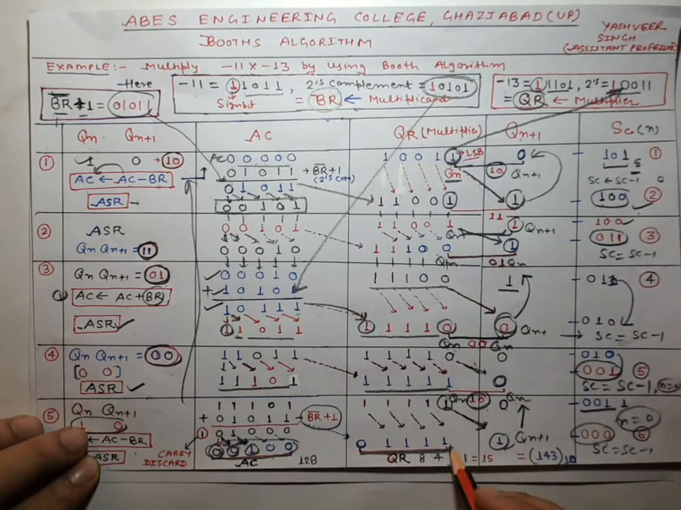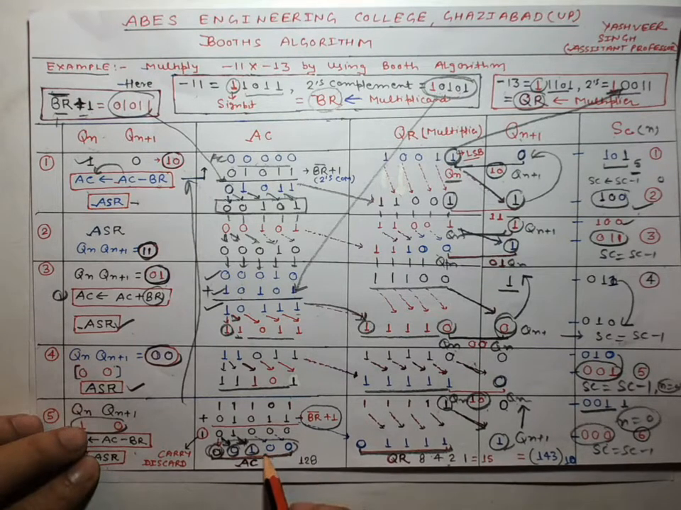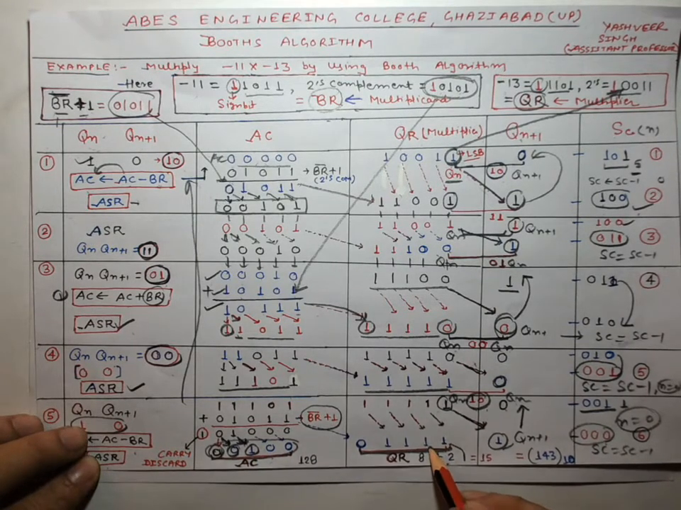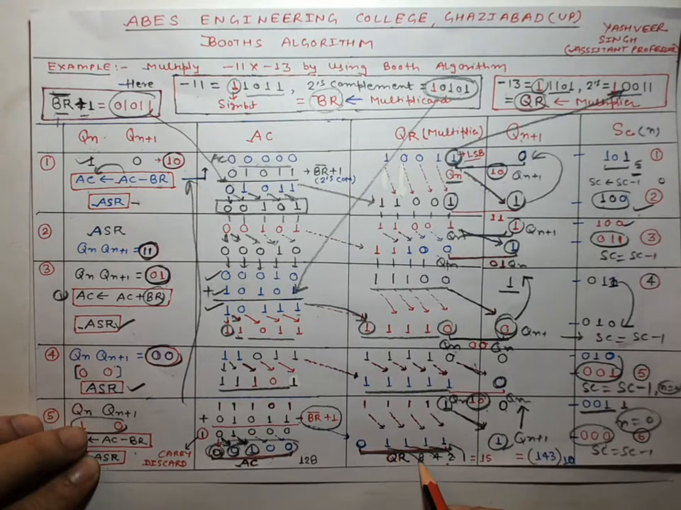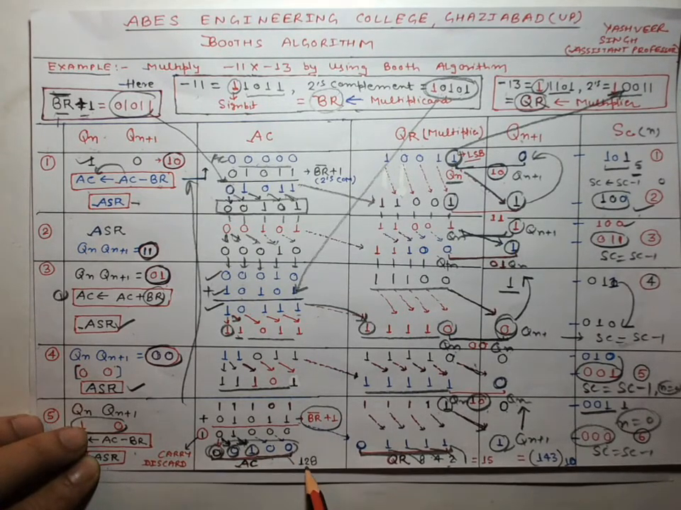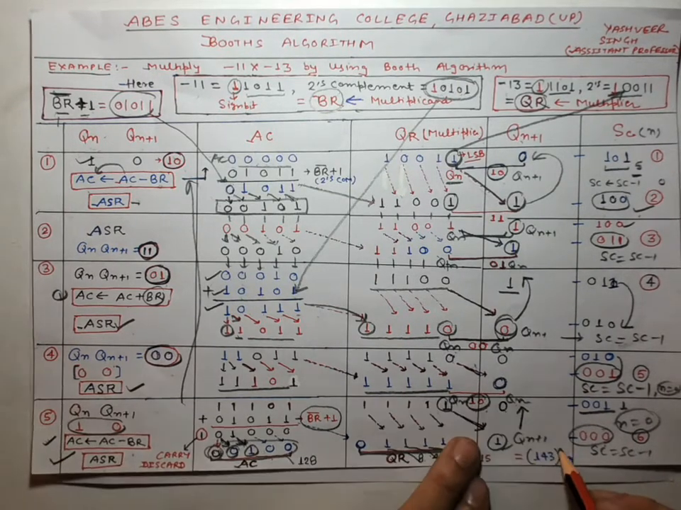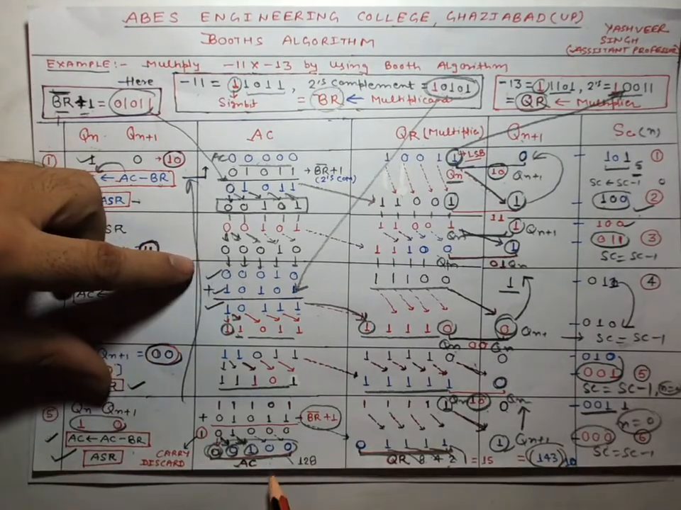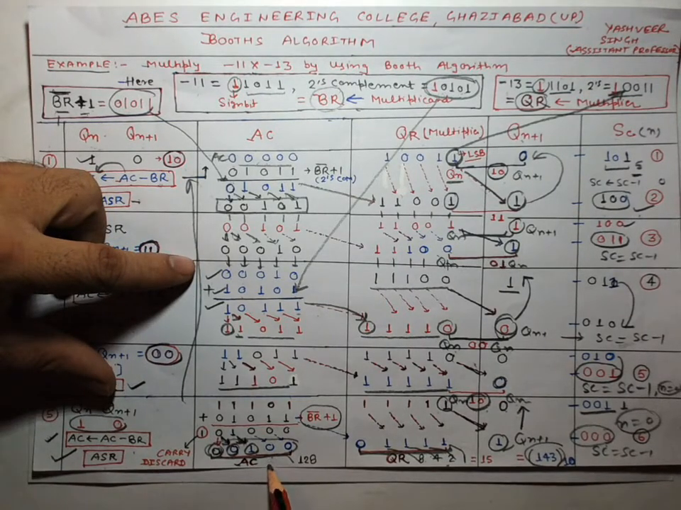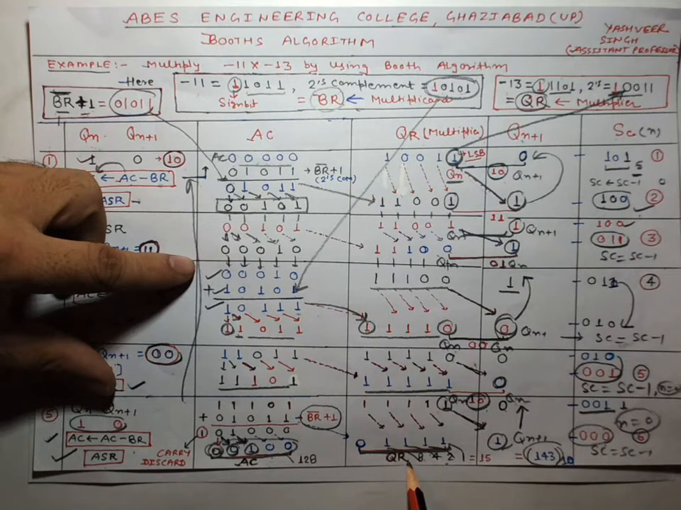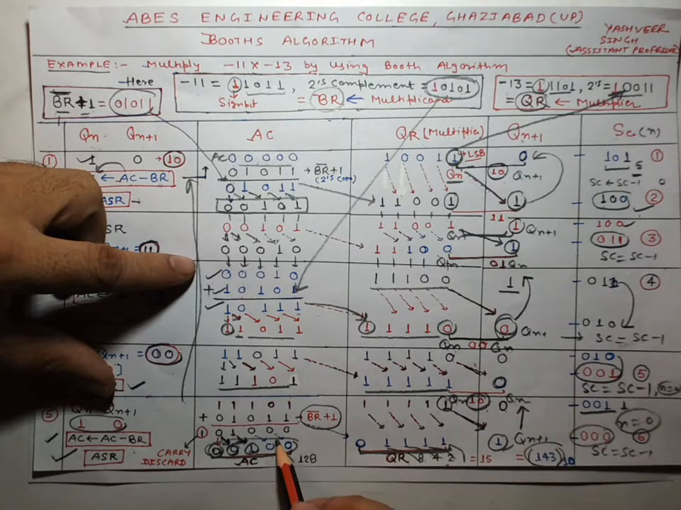AC and QR means here 1 1 1 1 0 0 1 0 0 1 1 0. It means that this can be represented in decimal using 1, 2, 4, 8 and 128. If we add these, 128 plus 8 plus 4 plus 2 plus 1, then we will find 143. It means that we will find the final output in the form of AC and QR in the form of a binary number.